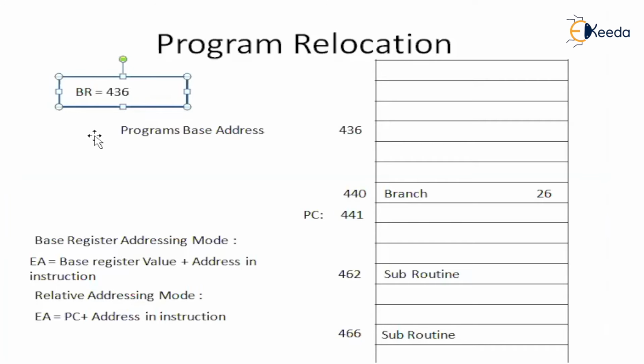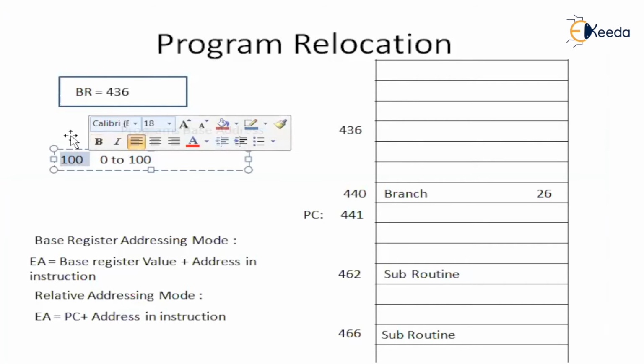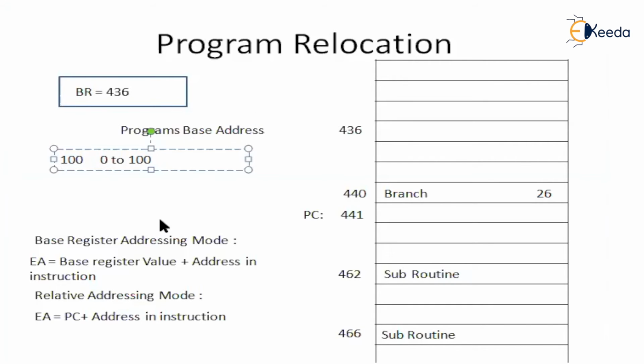Stay focused and understand here. Your program is 100 instructions, which means that in your program the addresses are from 0 to 100, where 0 represents the first address and 100 represents the final address. This is within your program. As there are 100 instructions, the addresses will be from 0 to 100, right?